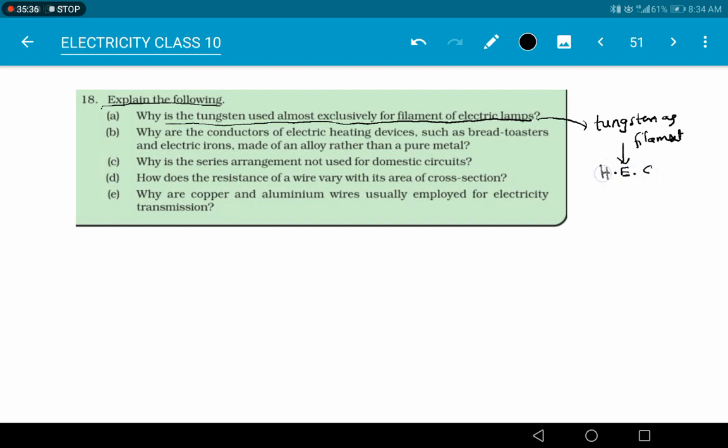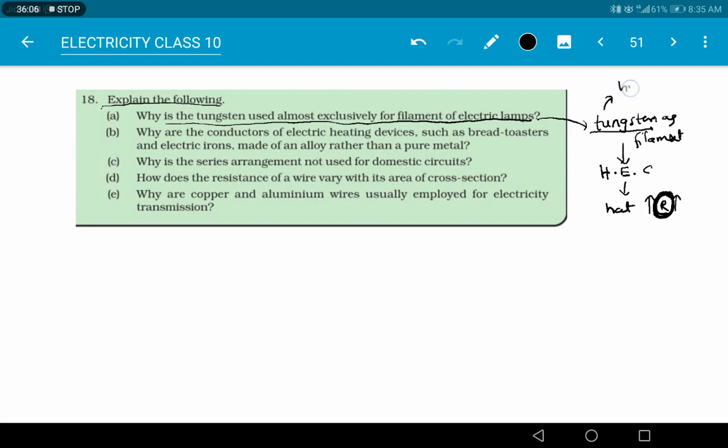So to get the maximum heat, the resistance should be more. So what kind of materials have more resistance? The alloys have more resistance. So comparing to pure metals, alloys have more resistance. In the same way, tungsten has more resistance and it has a high melting point.